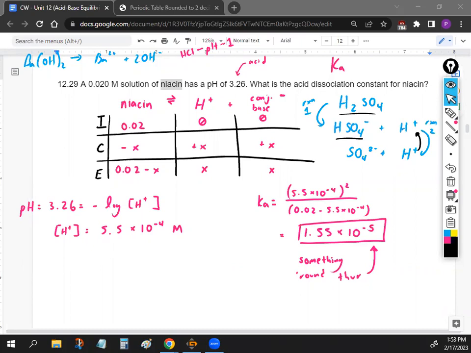Okay, so I did skip a couple steps in the calculating, but it's squared because it's x times x squared. X is 5.5 times 10 to the -4, so you can just do it like that. The most important thing is that you get your exponent correct. It's 10 to the -5. But if you get something around there, you should be okay.